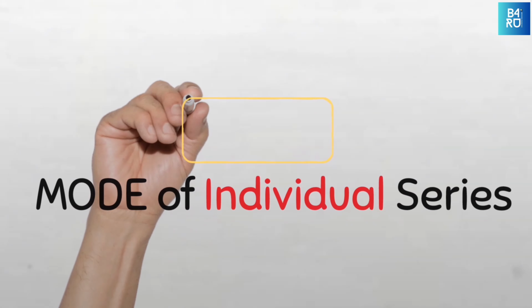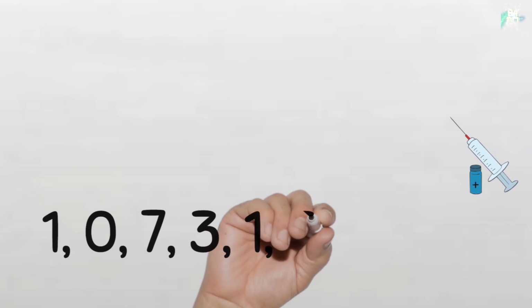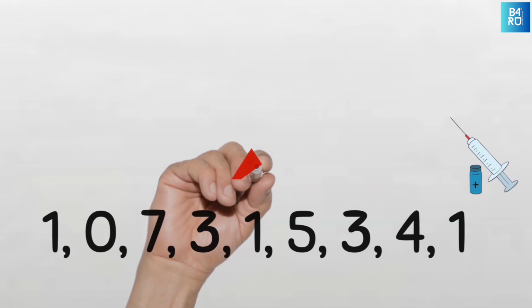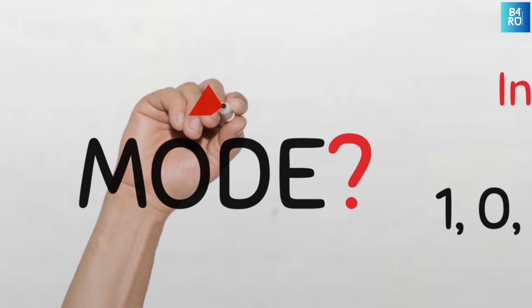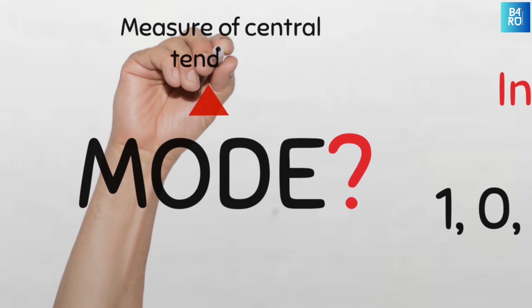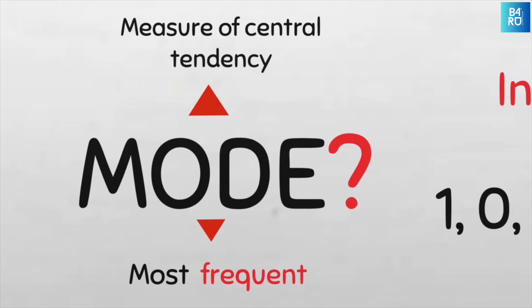Easy peasy. Mode of individual series data. This is the data set of the number of vaccinations per child received by a sample of 9 children in Samaru's area. This is an individual series data because each number here represents the data from one child. Let's find the mode of this data. Recall that we said that the mode is a measure of central tendency that indicates the most frequent value of the dataset. So our task here is simply to find the most frequent value, right?